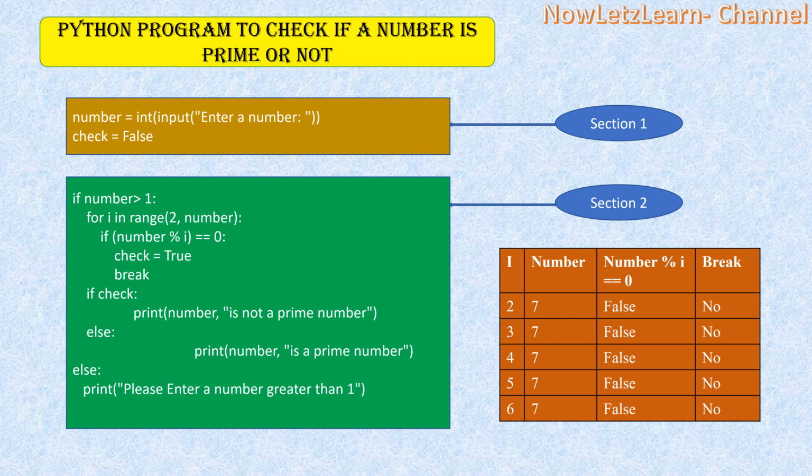Now imagine the user has entered 8. In that case, when the value of i was 4, the modulus would have been 0. So the if condition would have executed, check would have become true, and it would have come out of the loop. And since the check value is true, it would have printed that this number is not a prime number. Hopefully you get the concept. If not, please repeat the video once or twice until you are sure about how this works.